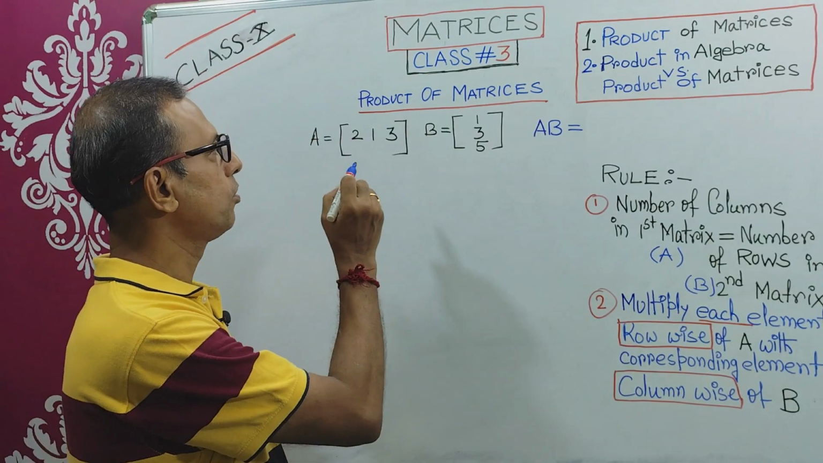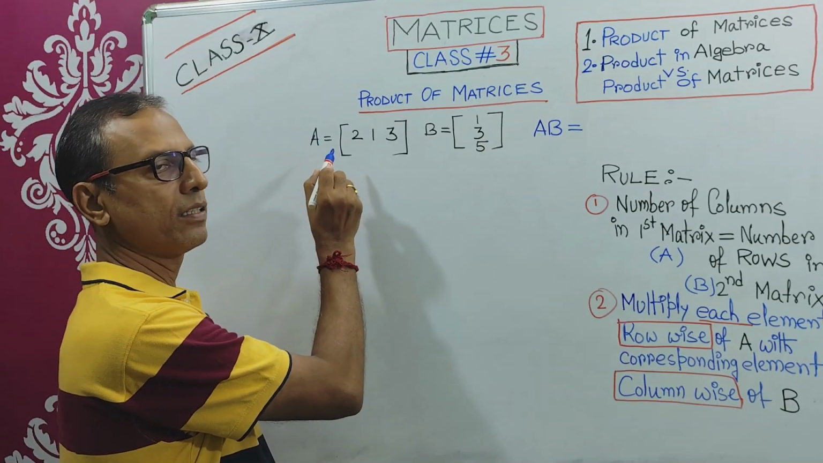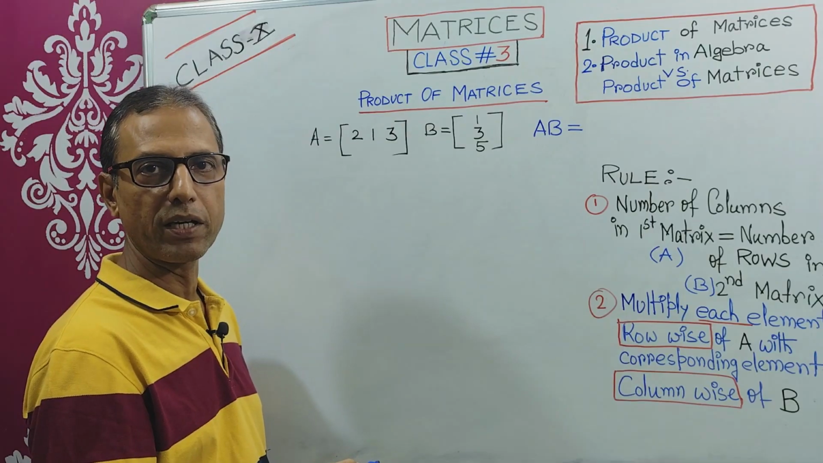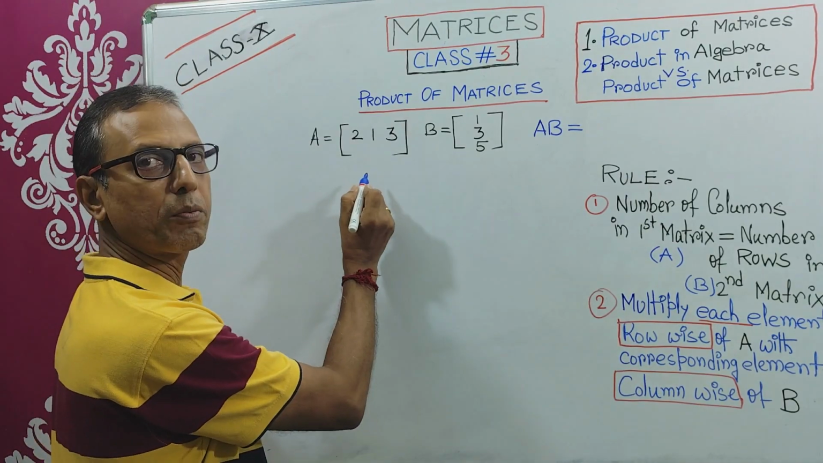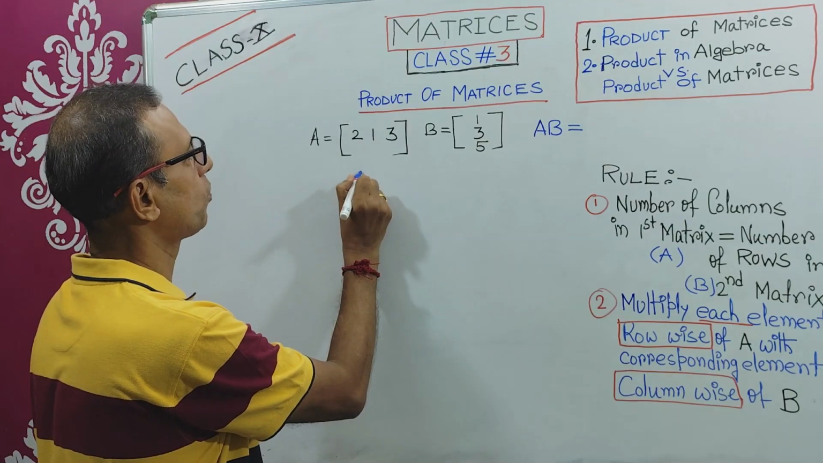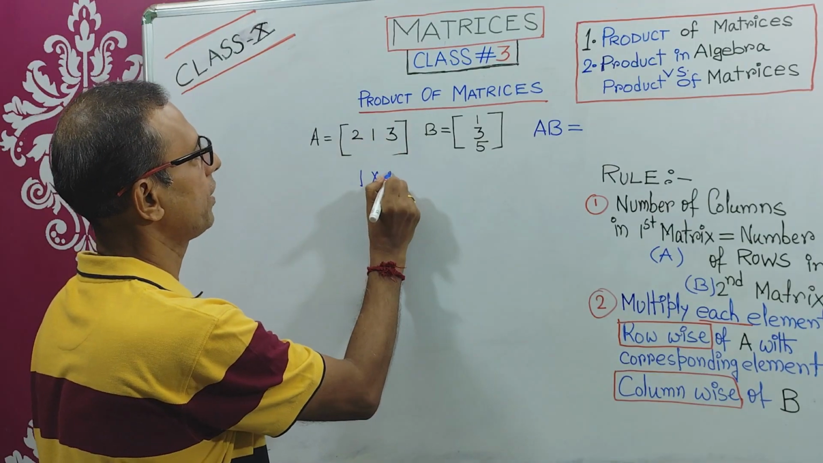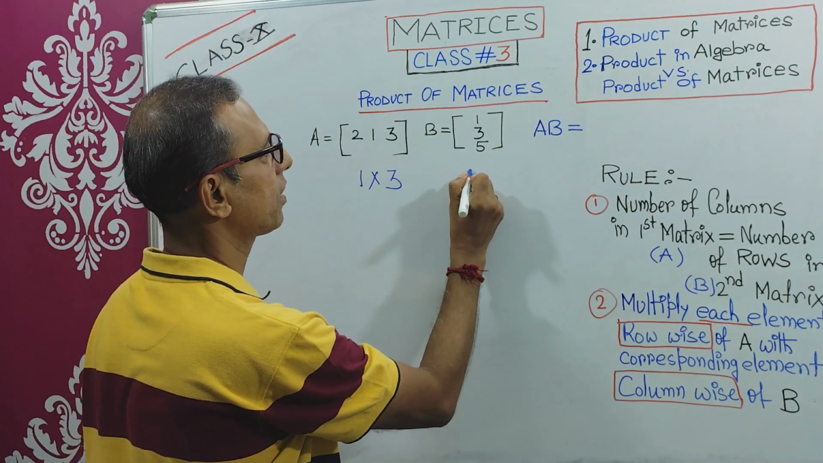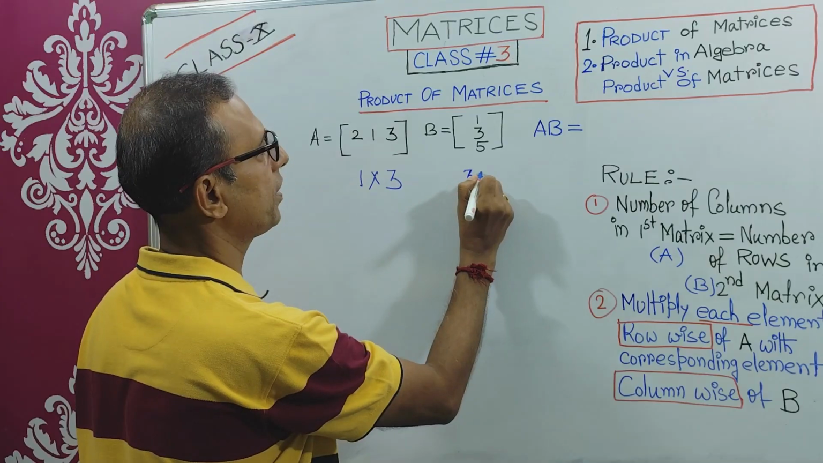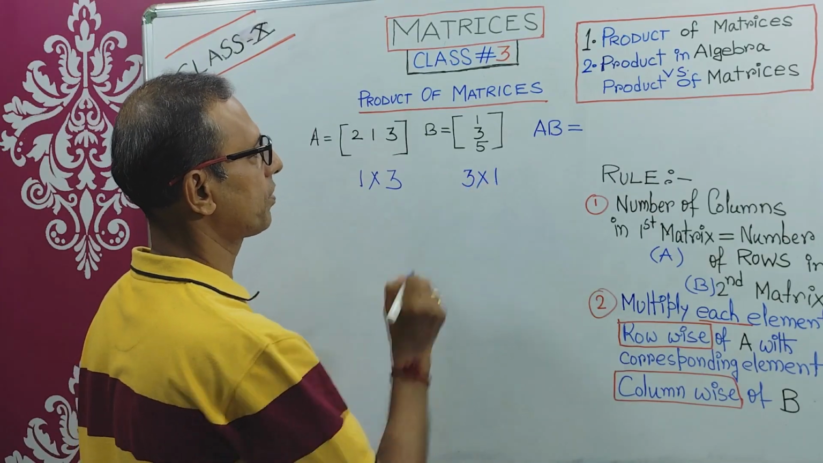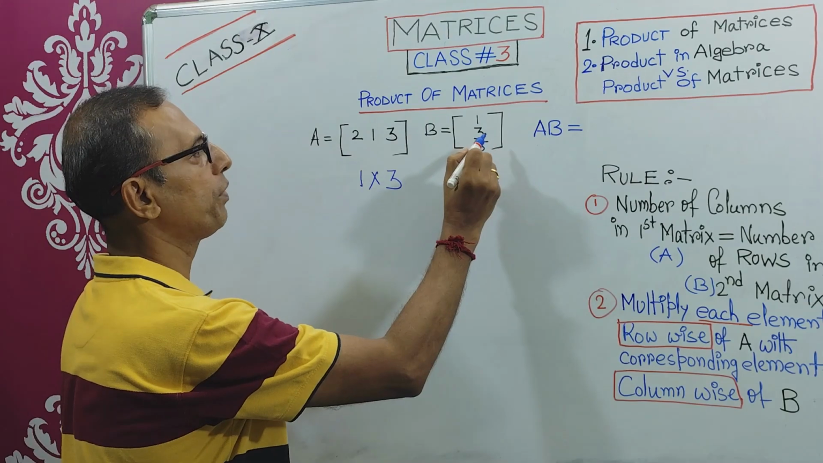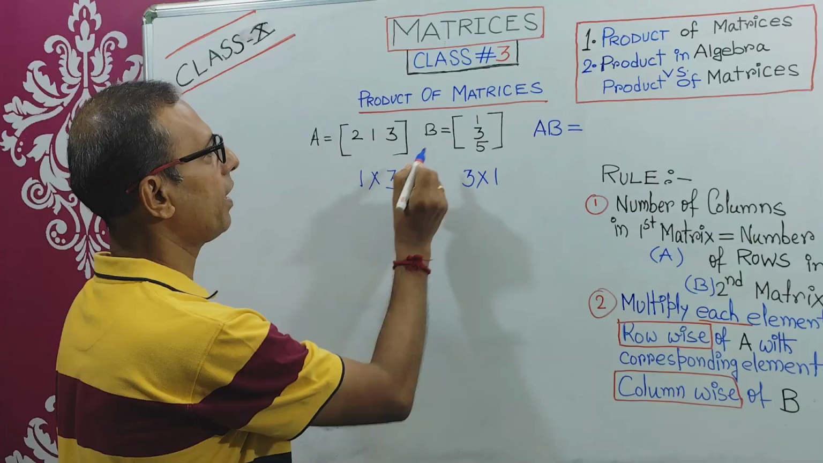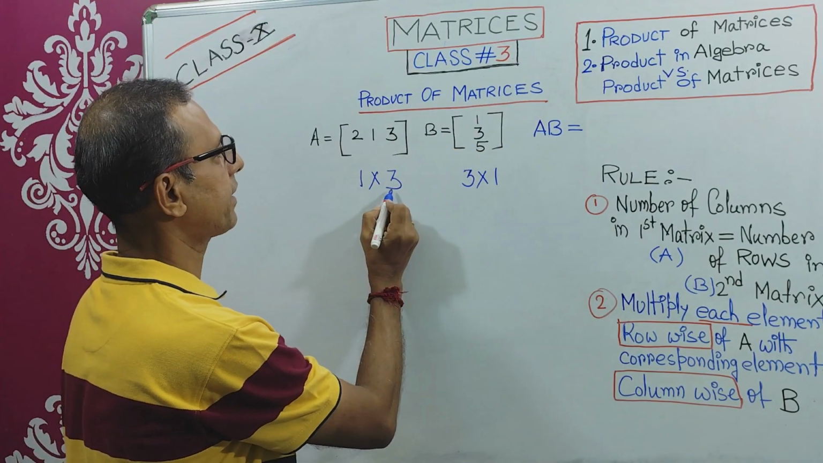So let's look into this matrix, matrix A. So this is 2, 1, 3. What is the order of the matrix? I have explained all these things already in my second class. So the order of the matrix: number of rows is 1, number of columns is 3, so it is a 1 by 3 matrix. And matrix B has number of rows 3 and 1 column, so the order is 3 by 1. If you multiply A with B, that means first A, then B, right?